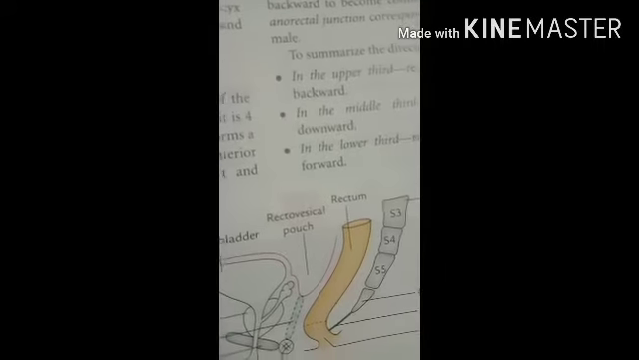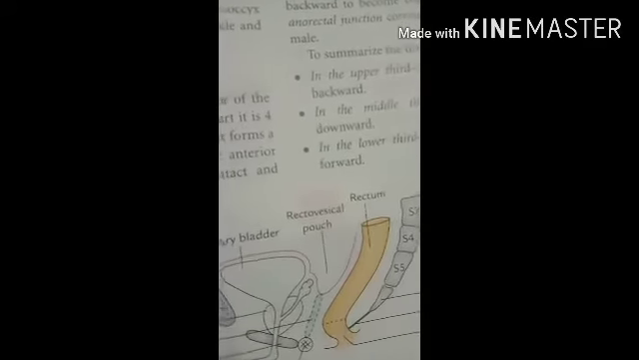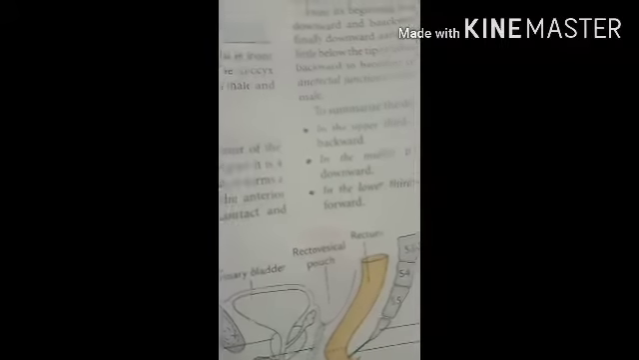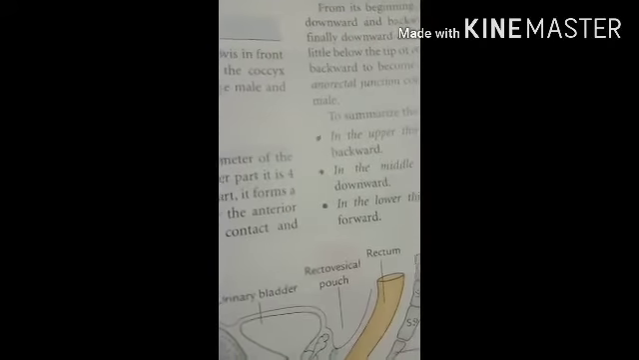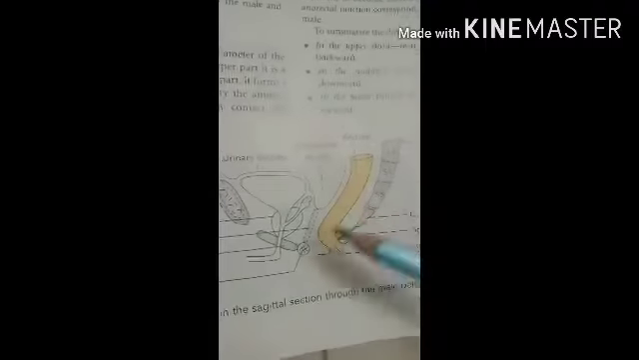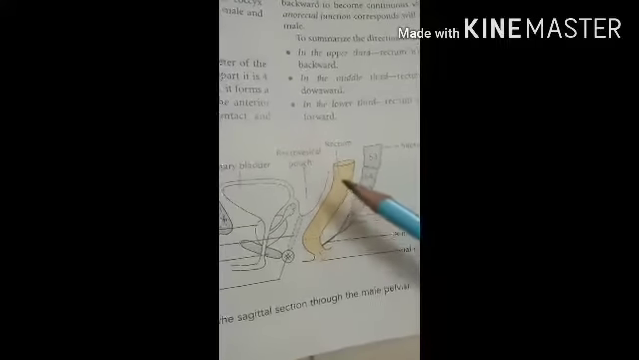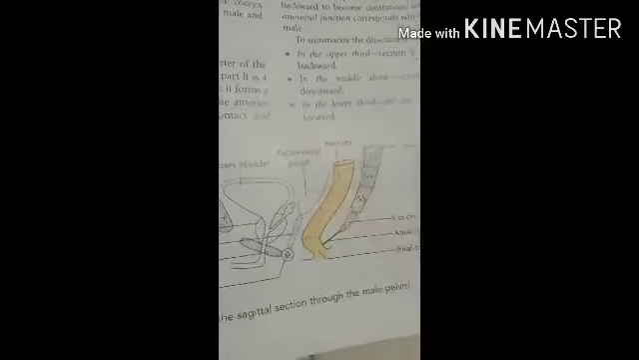After that, there is the pelvic peritoneum, which helps in keeping the rectum in its proper position. So these are the supports of the rectum.